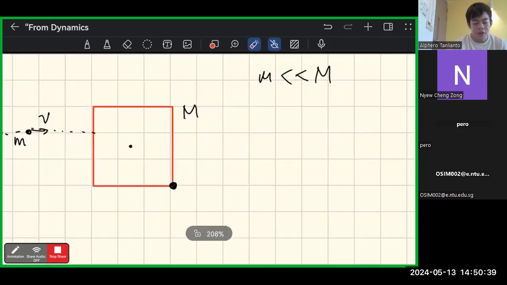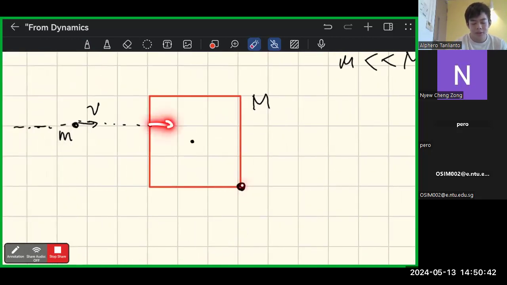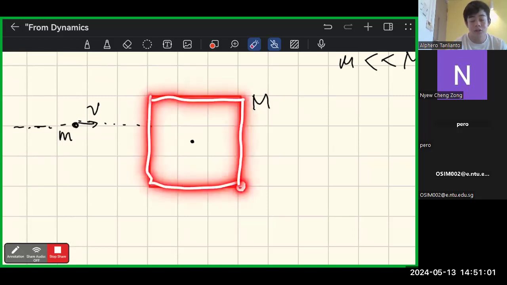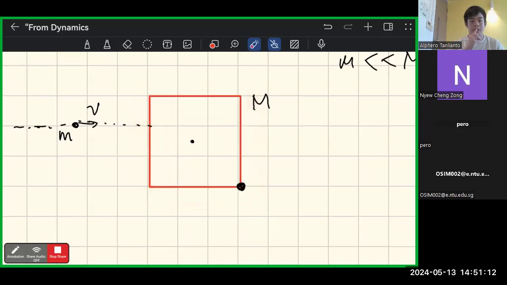But if the bullet hits this block, this point will give back force, because there's a pin here. The pin is holding the block so that it's not moving. Oh yeah, this is the exact same problem, but I changed this into a pin.